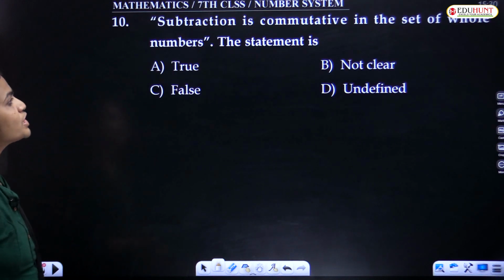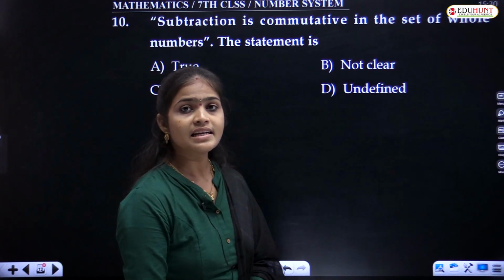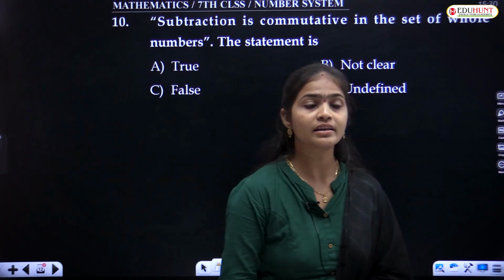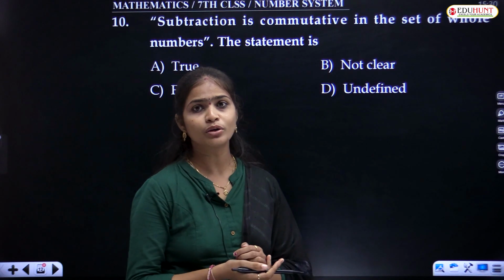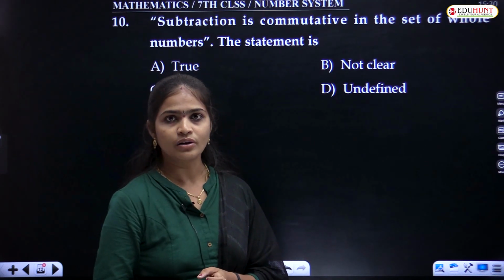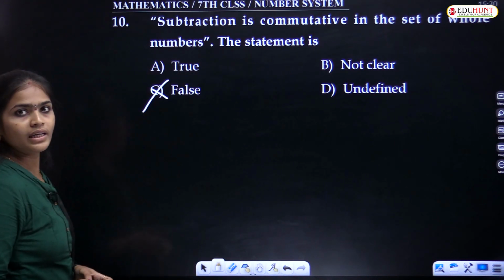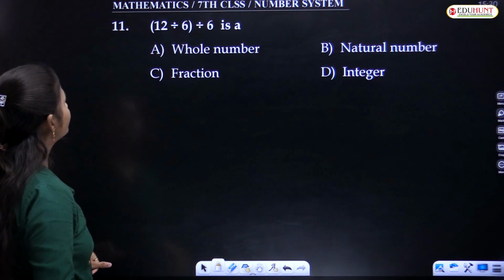Next, subtraction is commutative in the set of whole numbers. Already I told you that subtraction is not commutative. Why? Because if you change the order, then the answer will change. That's why it is a false statement. Let us see the next one.